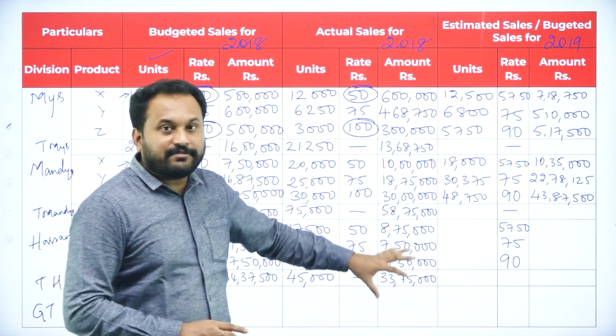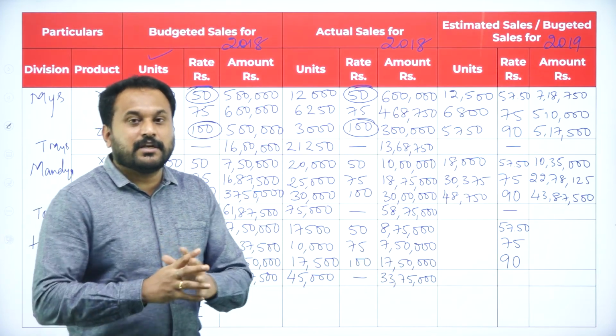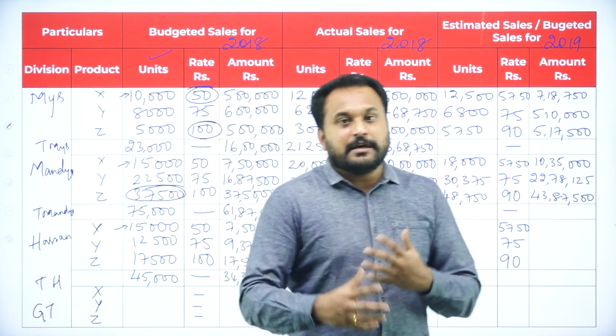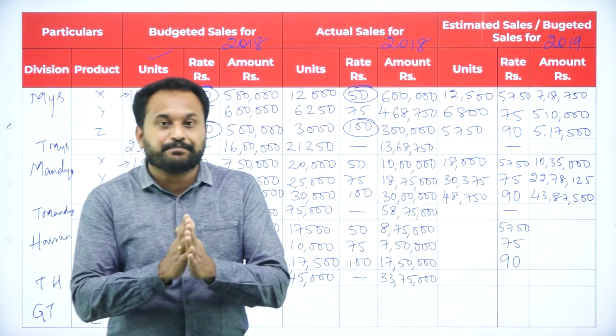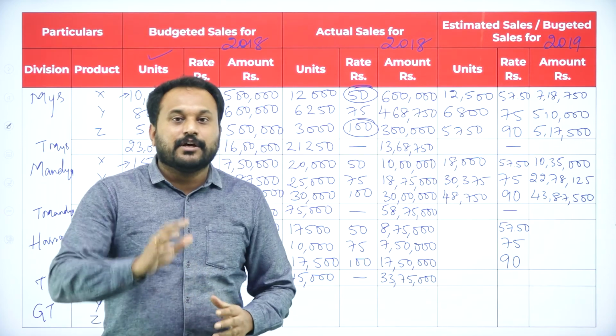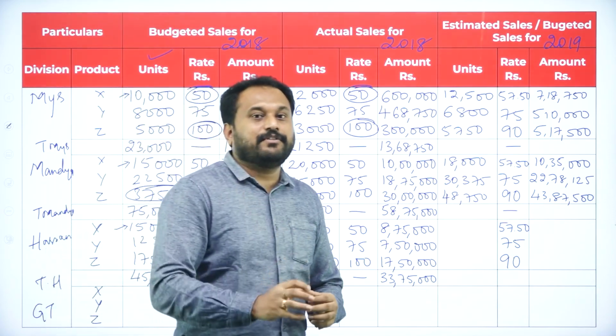We have taken a lot of time here, but let me tell you, students, once you have the practice of multiplication and addition very fast with accuracy, 15 marks nobody can take from you in sales budget as well as flexible budget.